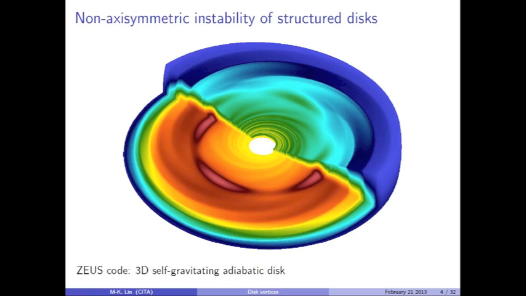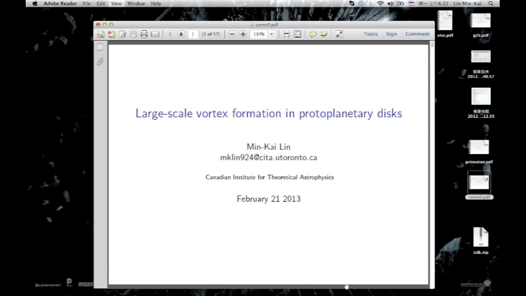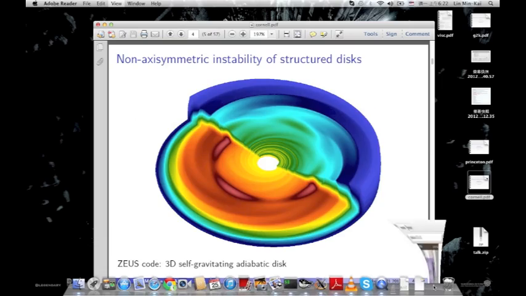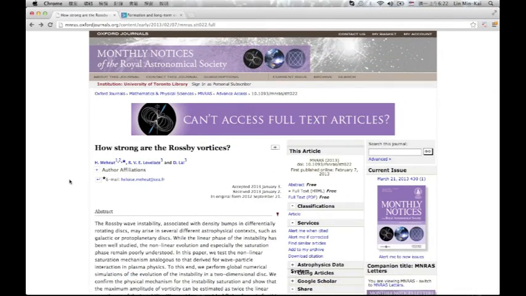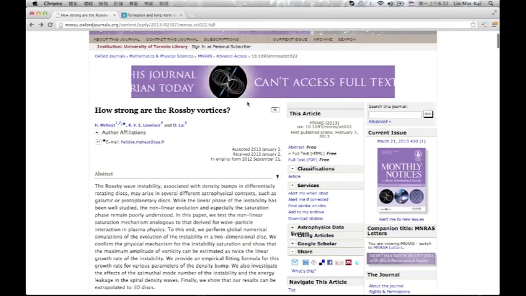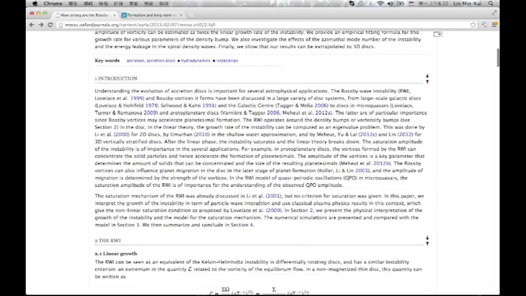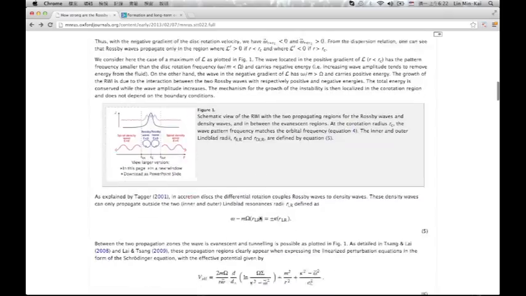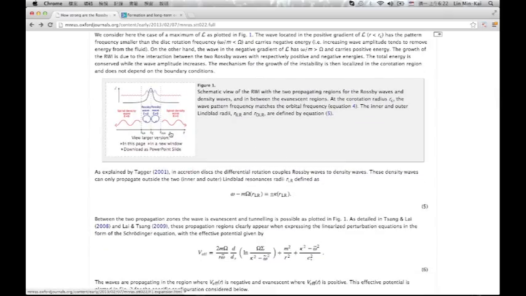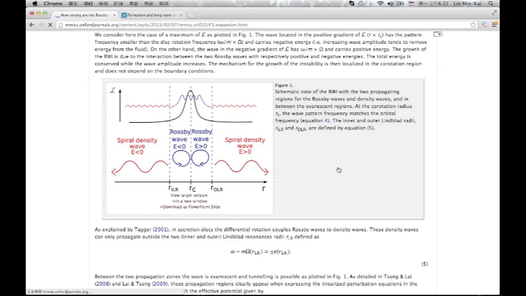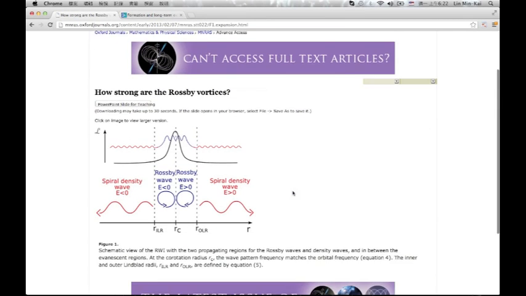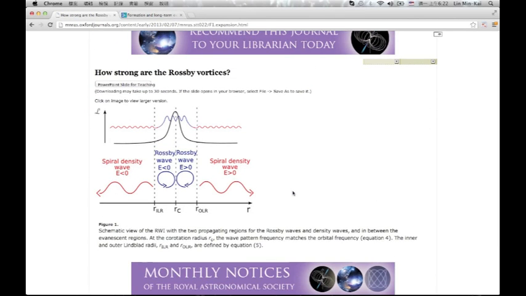Now the instability comes about for the following reason. I'm going to pull up a recent paper by Héloïse Méheut. So this is a paper that came out recently. And there's a very nice diagram here, figure 1. Okay, so the instability comes about for the following reason.